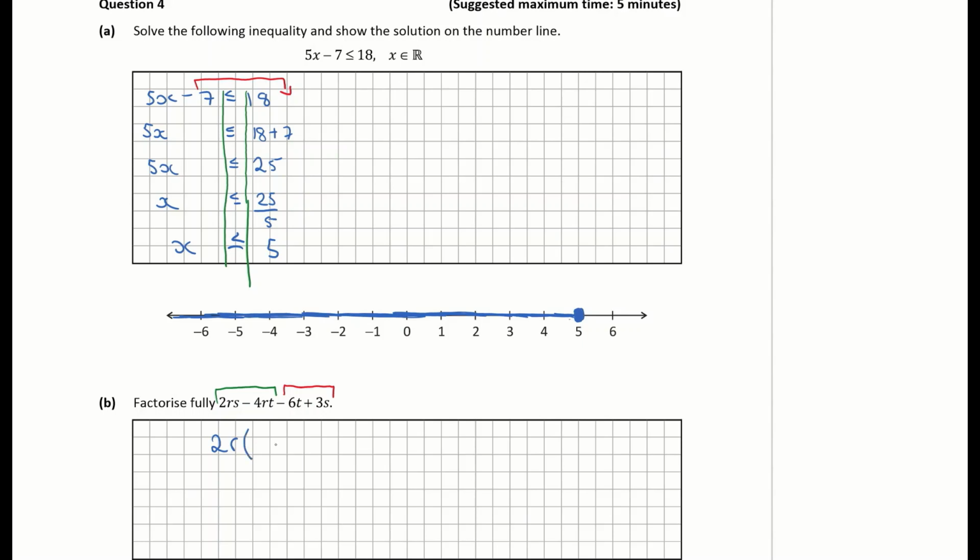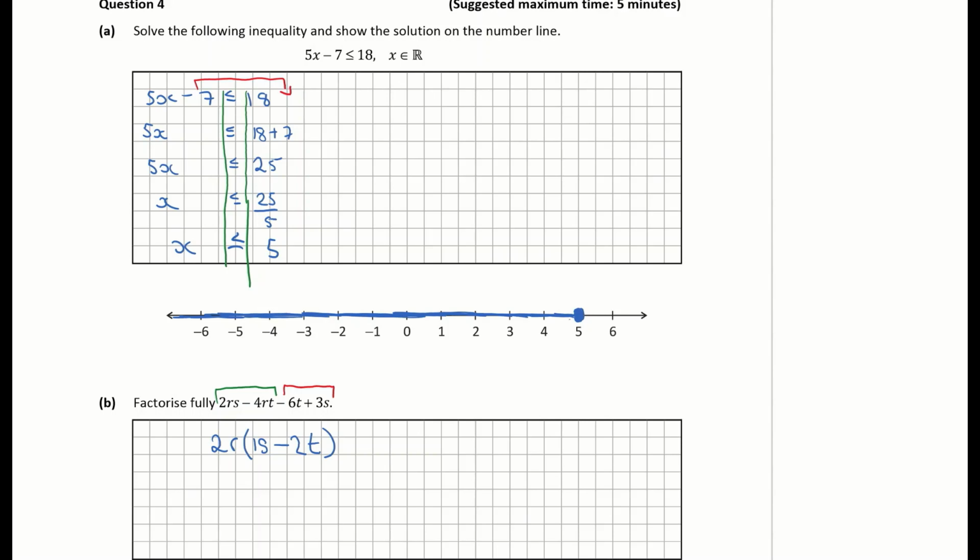So I then need to figure out, what do I multiply 2R by to get back to what I had in green? So 2R by 1S will bring me back to 2RS. I then put in my minus, and then 2 by 2 would get 4, and then R by T would get back to 4RT. So that's the first part.